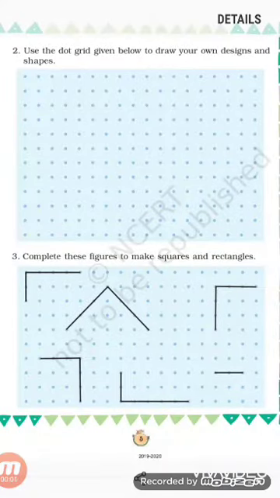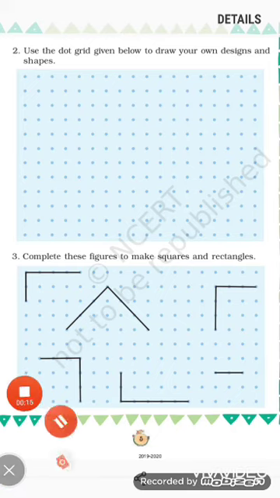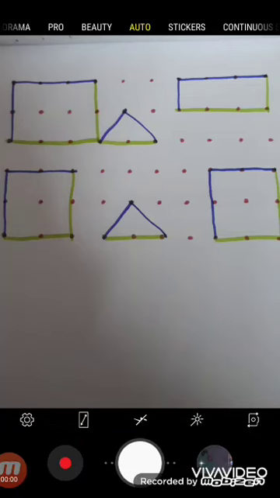Complete these figures to make squares and rectangles. Here on the dot grid, half of the figures are given. So you have to complete these figures by making squares, triangles and rectangles. Okay, I am showing you how to do this. The grid by making squares, rectangles and triangles. In the same way you can also do it by making the complete figures of squares, rectangles and triangles.